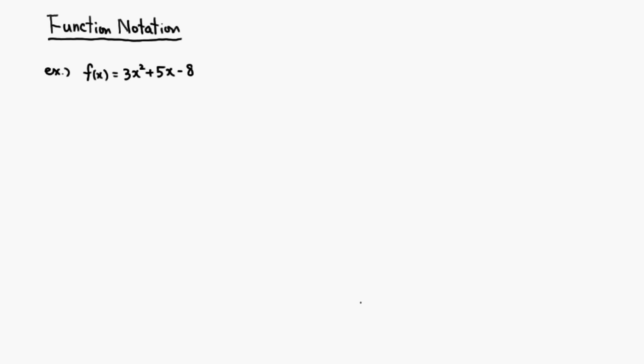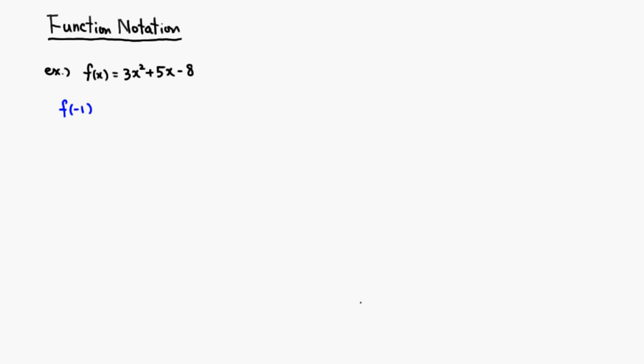Alright, let's look at the function notation. Say we have this example, f of x is equal to 3x squared plus 5x minus 8. So what does f of -1 mean? If you want, you can think of x as a placeholder.